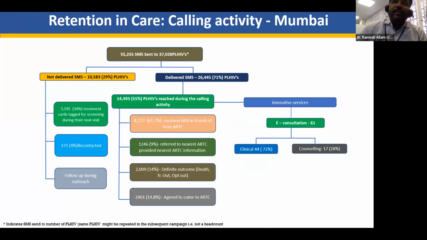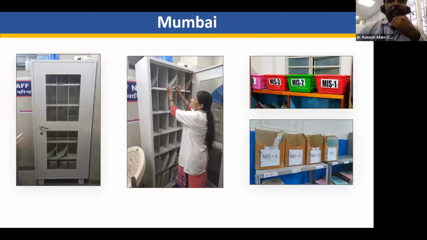This example I take from Mumbai, where they had around 5 to 6,000 patients who were lost to follow up. There was a massive drive using group SMSs to the patients, and wherever the message had reached, patients started to come back. So this is one way to use technology for that.